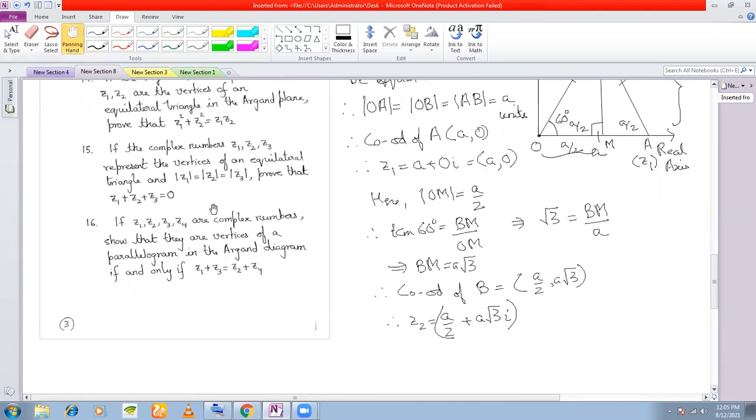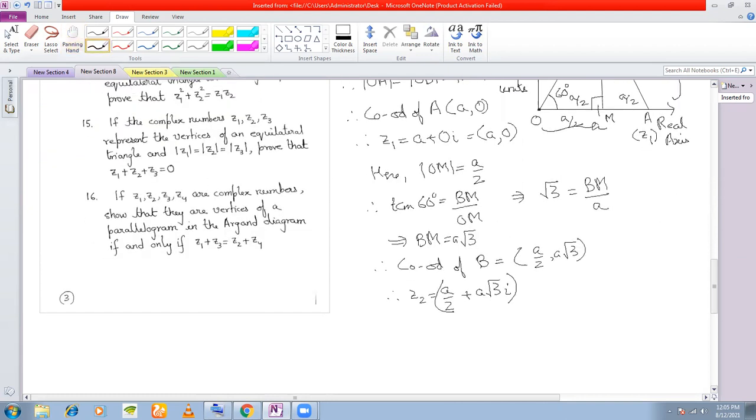Now we want to show that Z1 square plus Z2 square is equal to Z1 Z2. So we start with Z1 square plus Z2 square minus Z1 Z2. Why did I do minus Z1 Z2? Because if I can show that this part is equal to 0, then I can say Z1 square plus Z2 square is equal to Z1 Z2. Okay. So that is what I'm going to show.